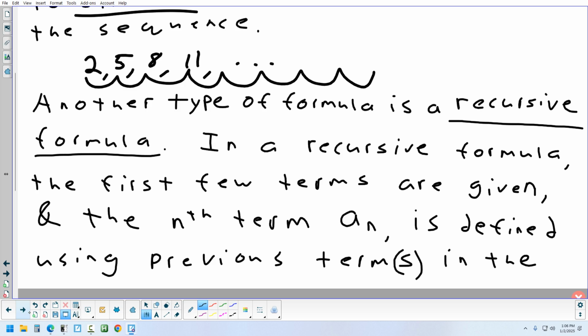That's a recursive formula. So I'll give you the first few terms, and then the way you find the next term is by doing something to the previous term. Not the best way to do it. Easy to come up with that formula, but it's not very useful. It takes a long time.